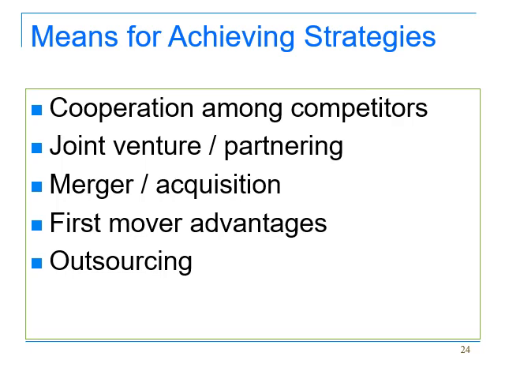Now we need to discuss some means for achieving the strategies, as there are five different means which are going to be mentioned. The first one is cooperation among competitors, second is joint venture and partnering, third is mergers and acquisition, fourth is first mover advantages, and the fifth one is outsourcing. Let's discuss each of them one by one. First, I'm going to talk about cooperation among the competitors.